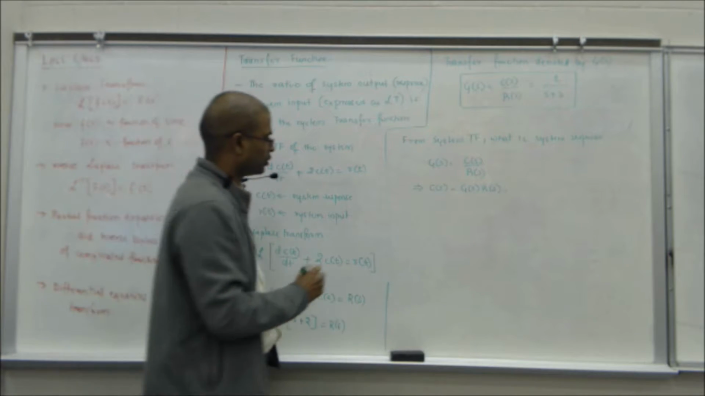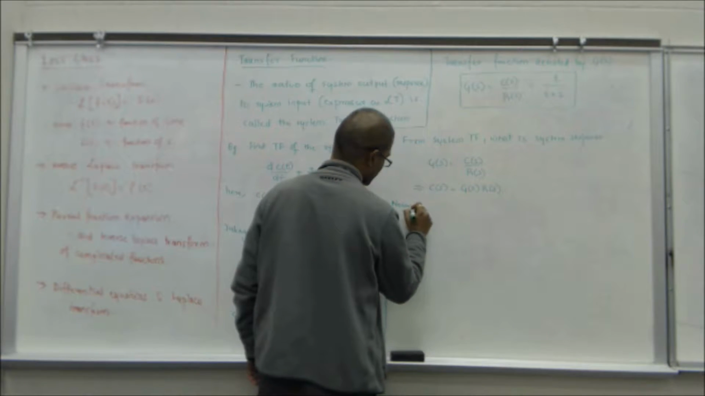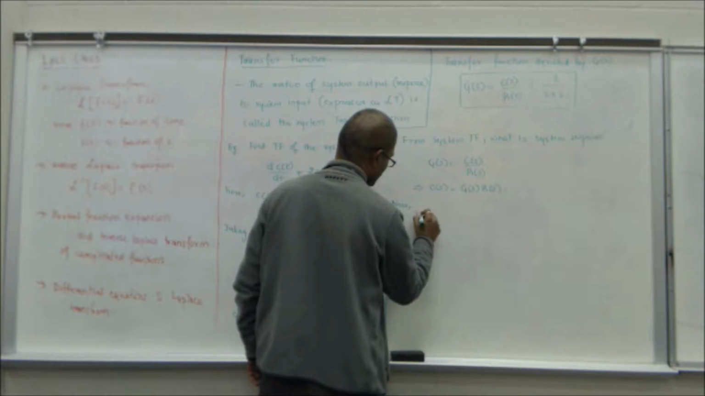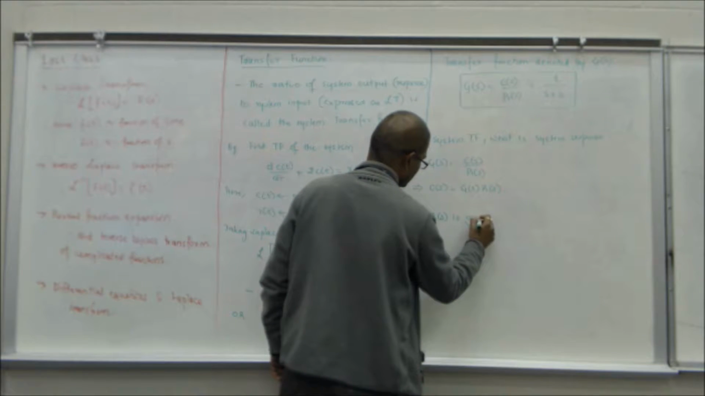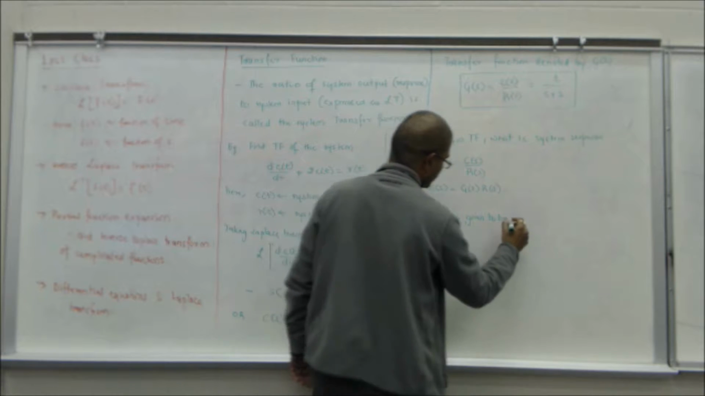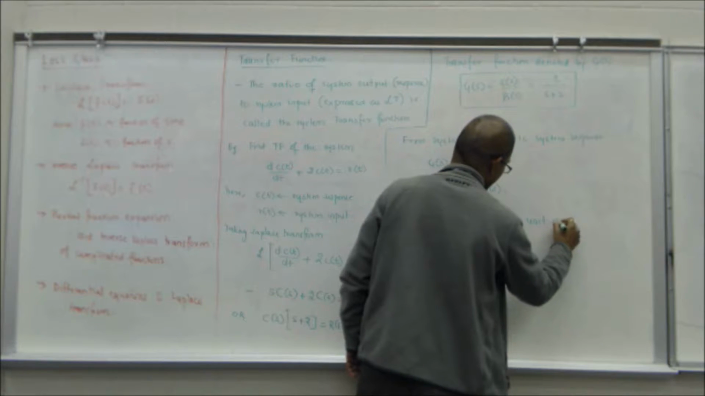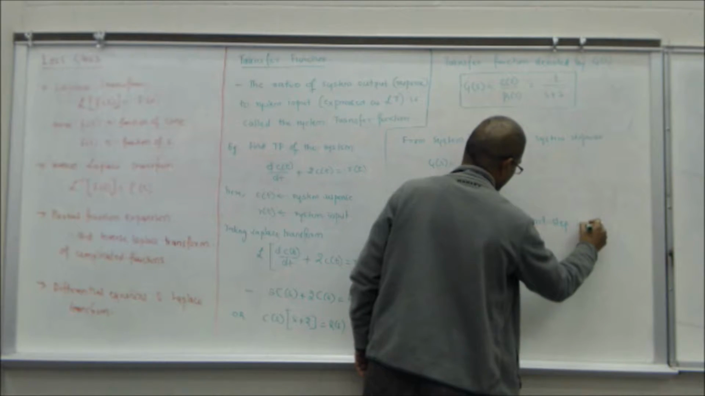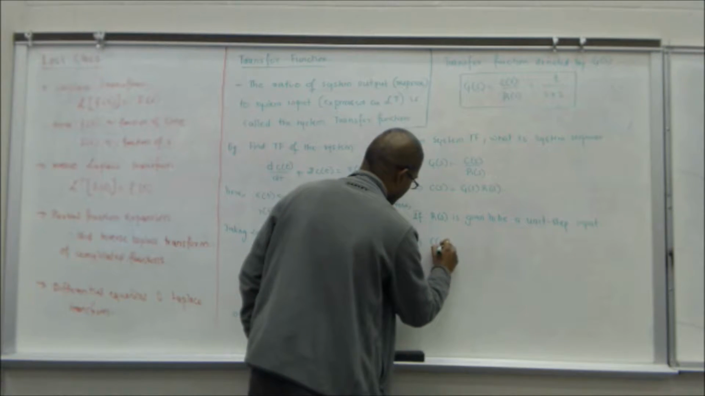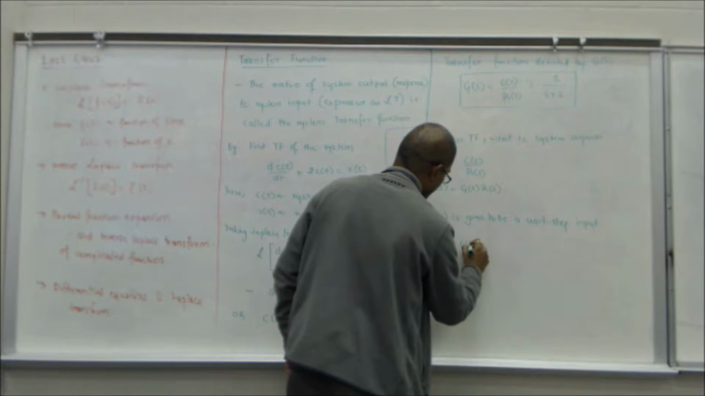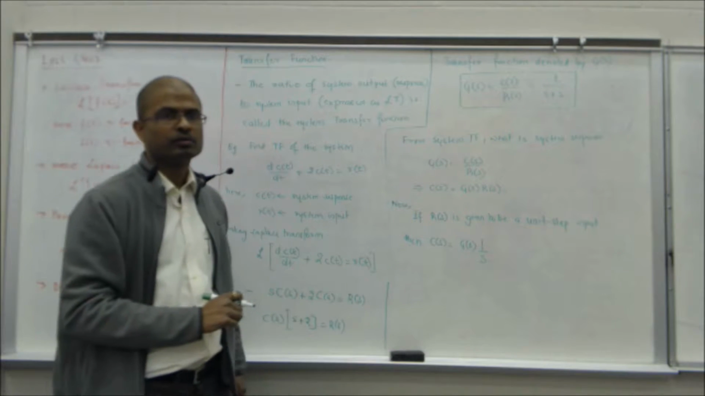Okay. Now if R of S is given to be a unit step input, then C of S would be equal to G of S into 1 over S. Okay.